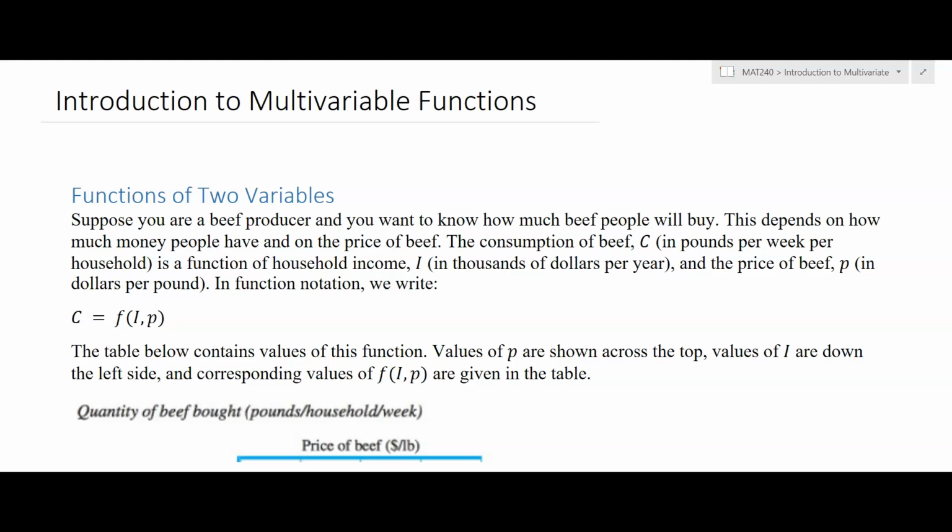Hello and welcome to your journey in multivariable calculus. In this very first video, we're going to introduce the notion of multivariable functions.